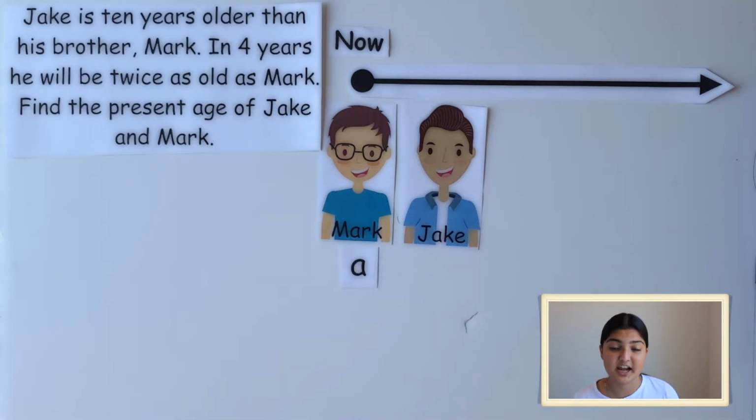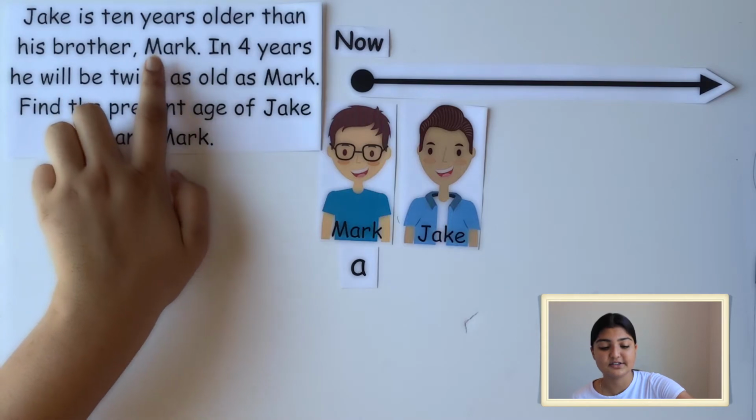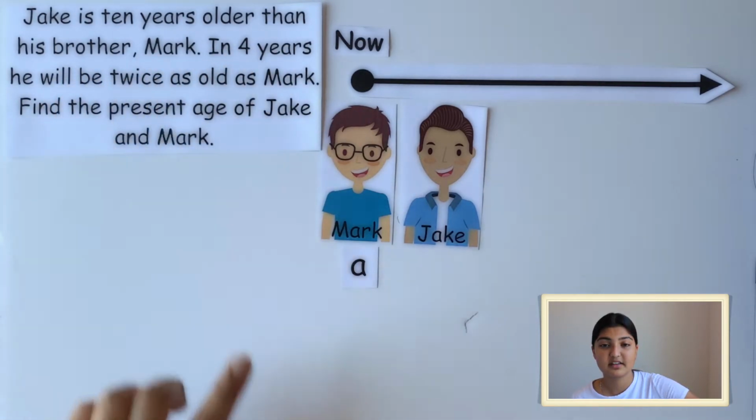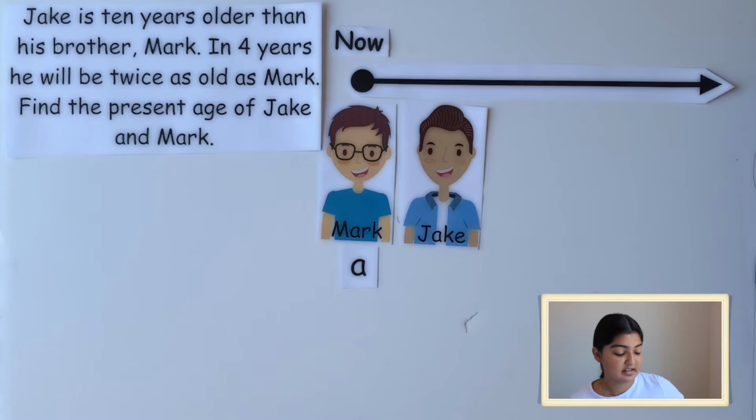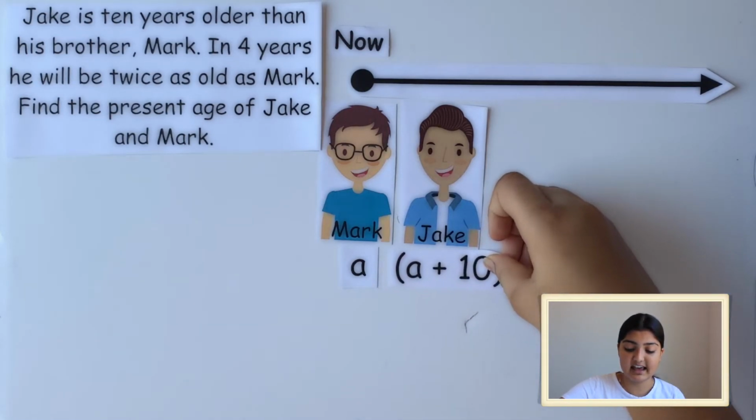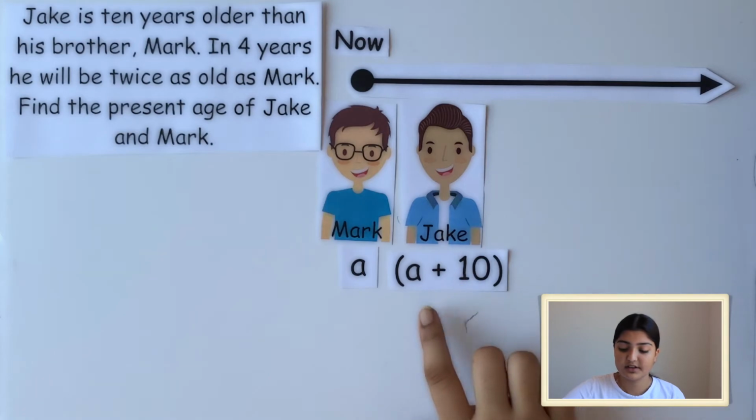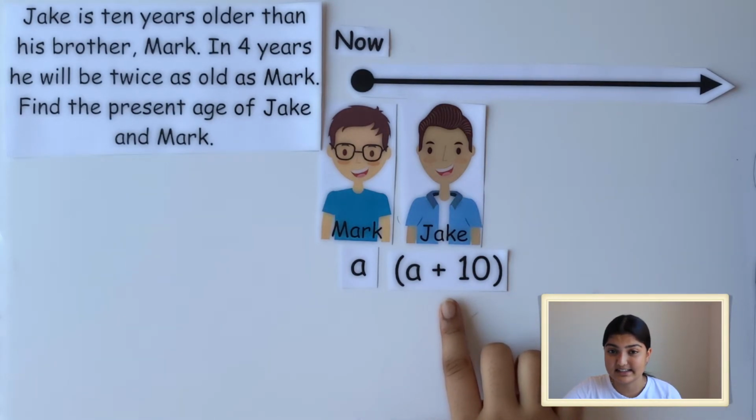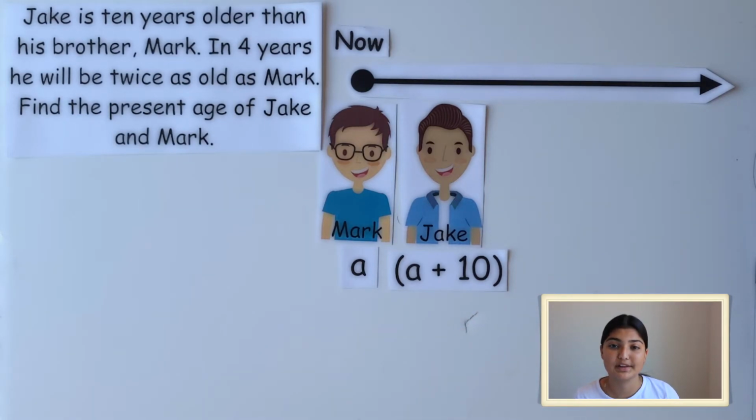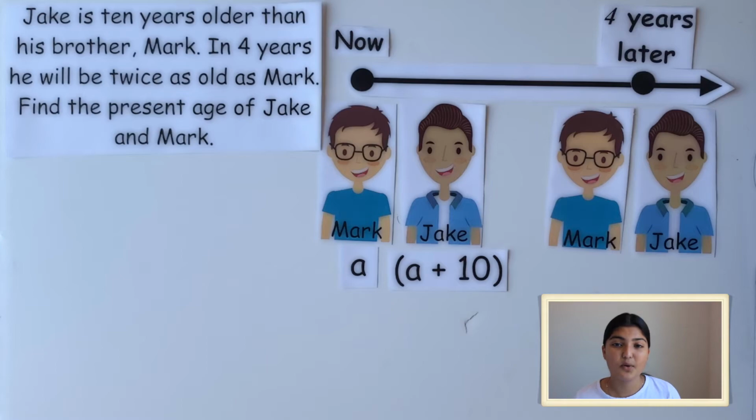And since Jake is 10 years older than Mark, Jake's age is (A plus 10). Notice how I used parentheses here. Now, let's fast forward 4 years. How old are Mark and Jake in 4 years? To find this, all we have to do is add 4 years to their current ages.